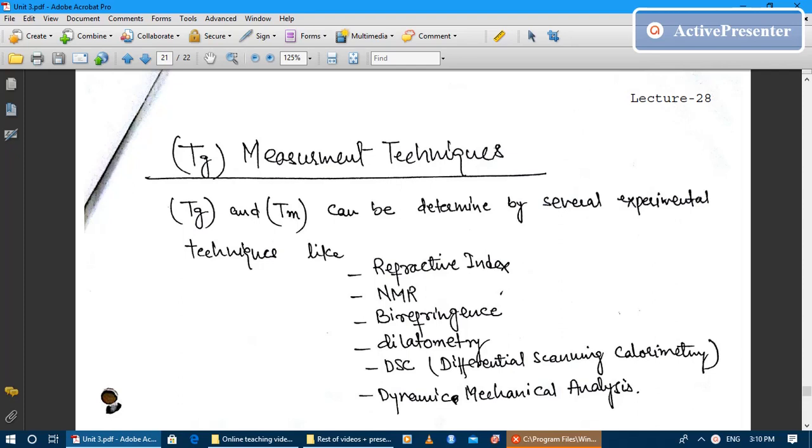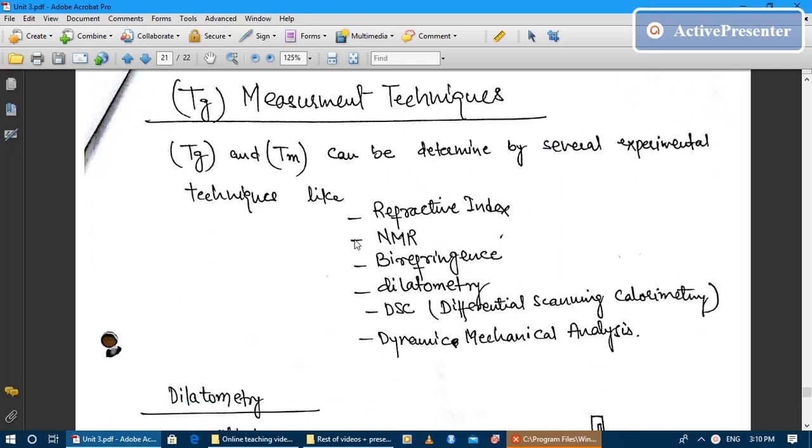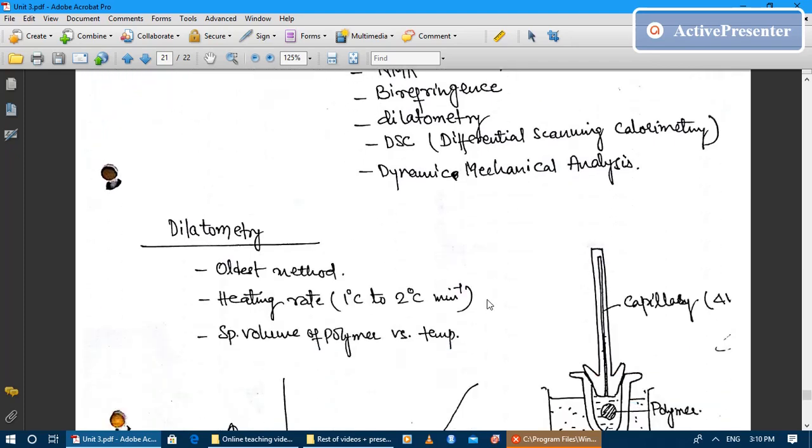The glass transition temperature and the melting point can be determined by several experimental techniques like determination of refractive index, NMR, birefringence, dilatometry, differential scanning calorimetry, and dynamic mechanical analysis. These are the characterization techniques. So Tg can be determined by any of these techniques, but the most favorite techniques for the determination of Tg and Tm are dilatometry, differential scanning calorimetry, and dynamic mechanical analysis. So we'll see dilatometry.